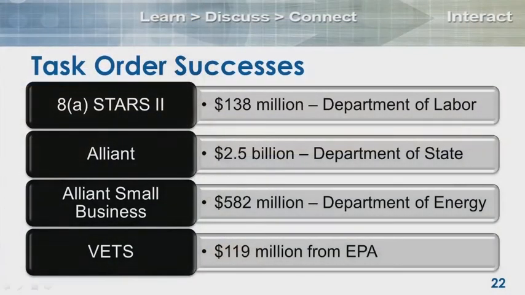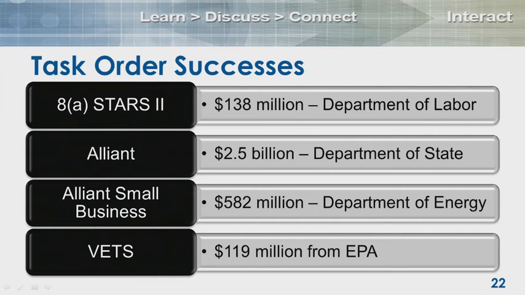Here's some task order successes. STARS II, a big task order, $138 million for the Department of Labor. Some people don't even think an 8A can do $20 million worth of work. We've got several. There's the biggest one right there. Alliant. Alliant's our big one, right? It's not one I'm here to talk about today, but $2.5 billion on a single task order award. That's pretty impressive. That's some IT solutions.